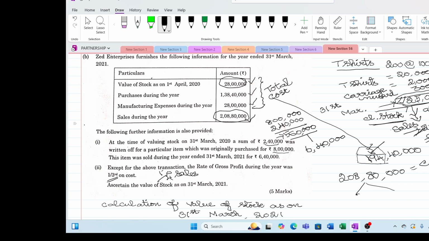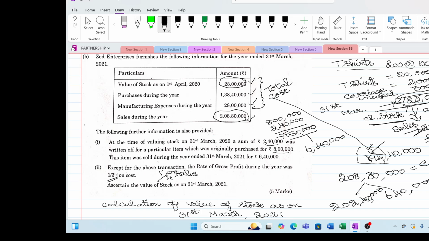1/4 on sales. So what happens? Now this 208 lakh 80,000 has got two items. You take it as two items were sold. One item of 5,60,000 was sold for 6,40,000. Remaining item is 202 lakh 40,000. So there are two items. Two items were sold. One item is sold for 202 lakhs 40,000. Another item is sold for 6 lakh 40,000.